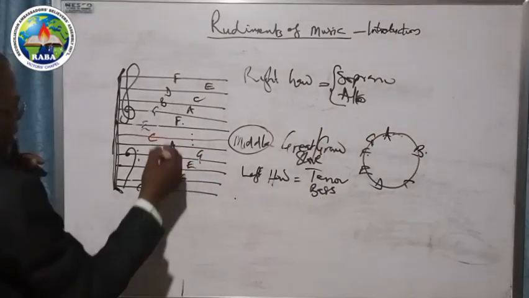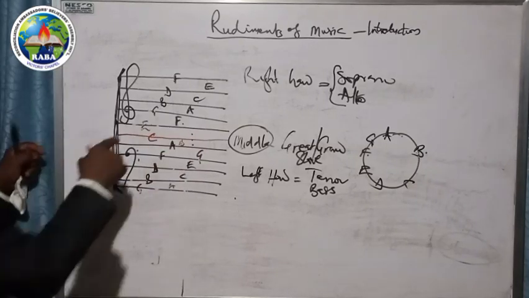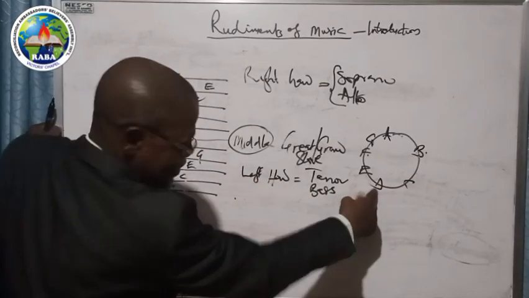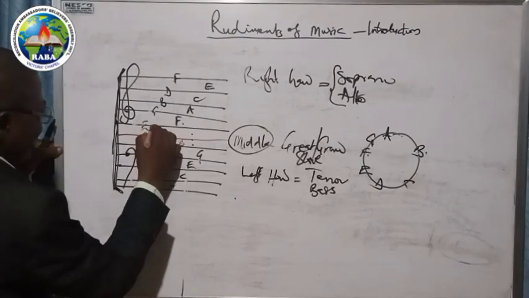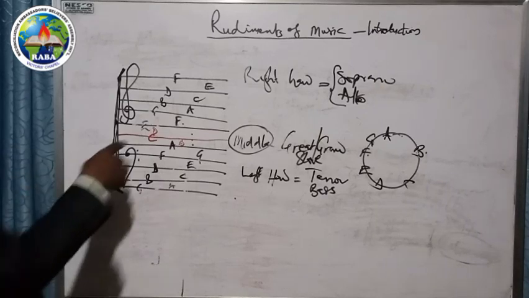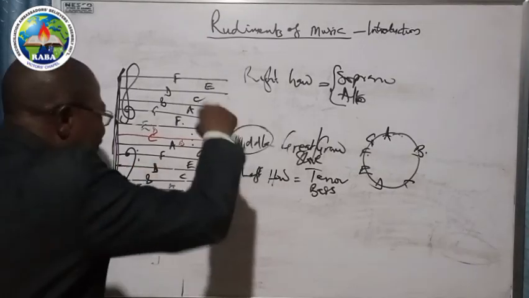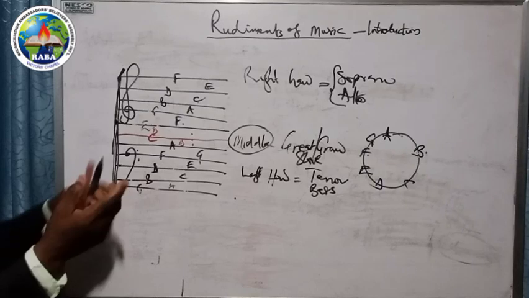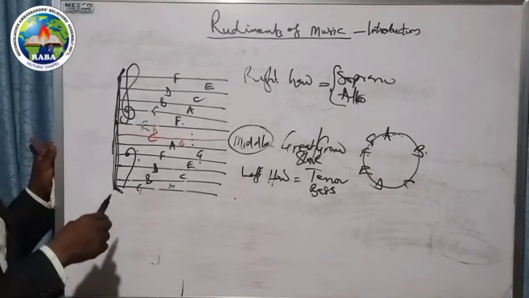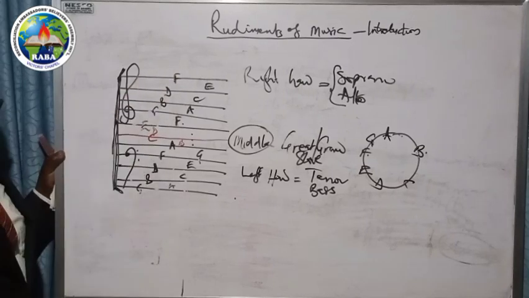Of course, B will be in the space. And if C is on the line, then the next space will be D. This is D. Let us now see the miracle that has occurred here. When we have the grand staff, whatever name you call it, but middle C, well, you can call it middle C, because it is C that connects the two. You can now see that it is easy for me to read through from the bass stave to the treble stave.